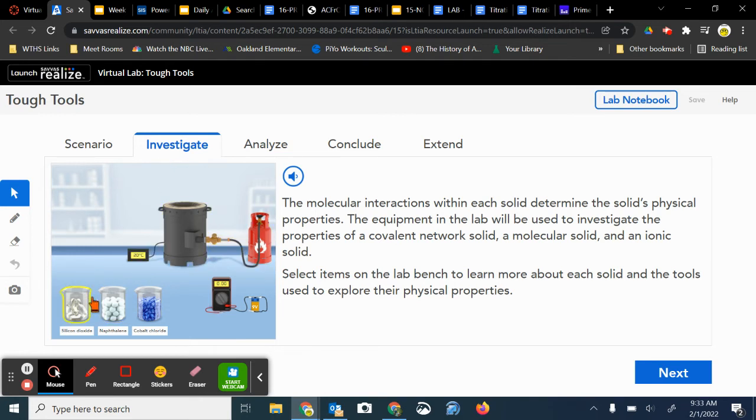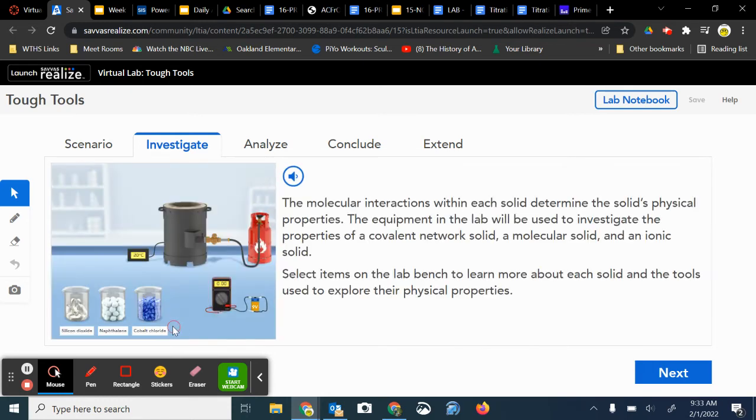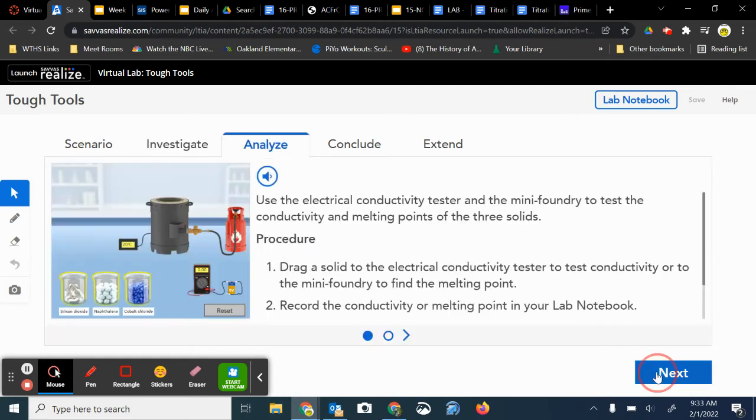All right, so then the investigate section. So what you're going to do here is you're going to select the items on the lab bench to learn more about each solid and the tools that you're going to use. So just click. You can see how it's outlined in yellow. When you click on it, you'll get that information. And then you can click close. So you'll do that for the silicon dioxide, naphthalene, cobalt-2 chloride, the foundry, which is this big thing at the top, and then the conductivity tester. Once you've learned about those, you're going to click next.